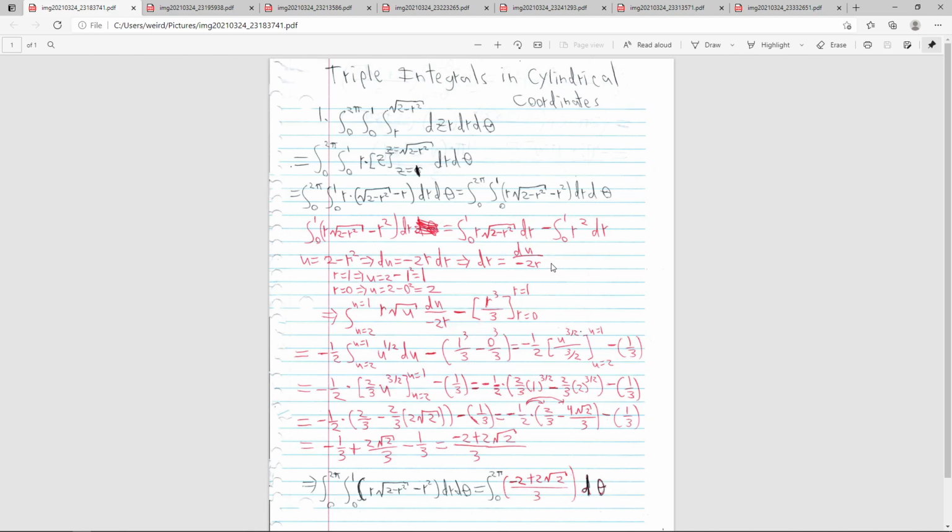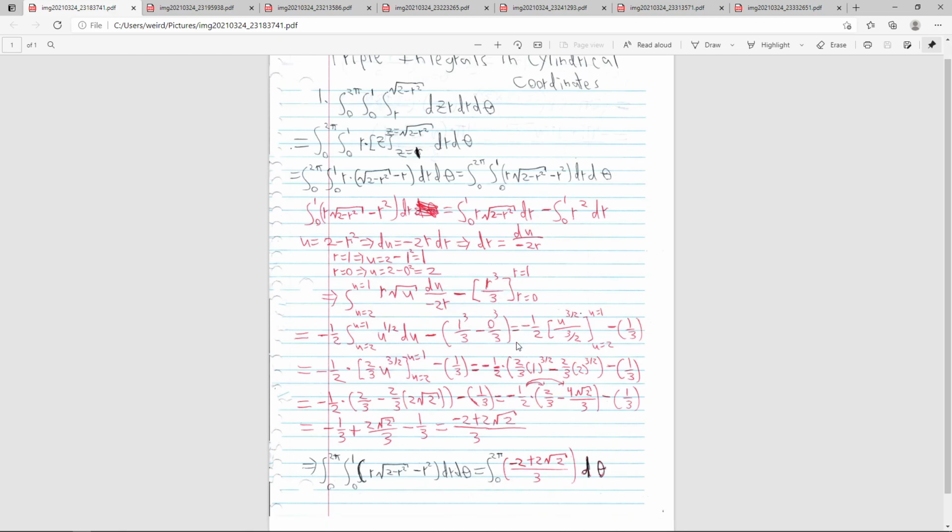So you do use substitution, you can cancel out the r in front, so it's just in terms of u. u equals 2 minus 1 squared and 2 minus 0 squared, so it's 1 and 2 that are our limits. So you get the integral from u equals 2 to u equals 1 of square root of u, du over negative 2, and that's minus r cubed over 3.